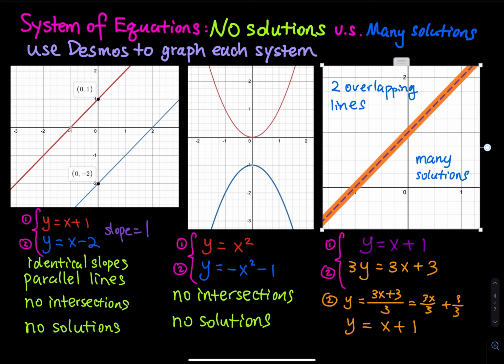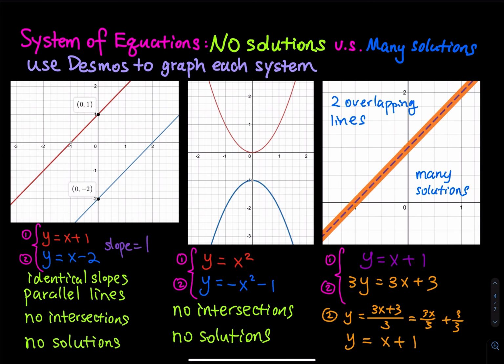For the second equation, when you divide both sides by 3, 3y becomes y, and 3x plus 3 divided by 3 is 3x over 3 plus 3 over 3, so you have x plus 1. The slope is equal to 1, and the y-intercept is at (0, 1). So right over here, the y-intercept is at (0, 1).